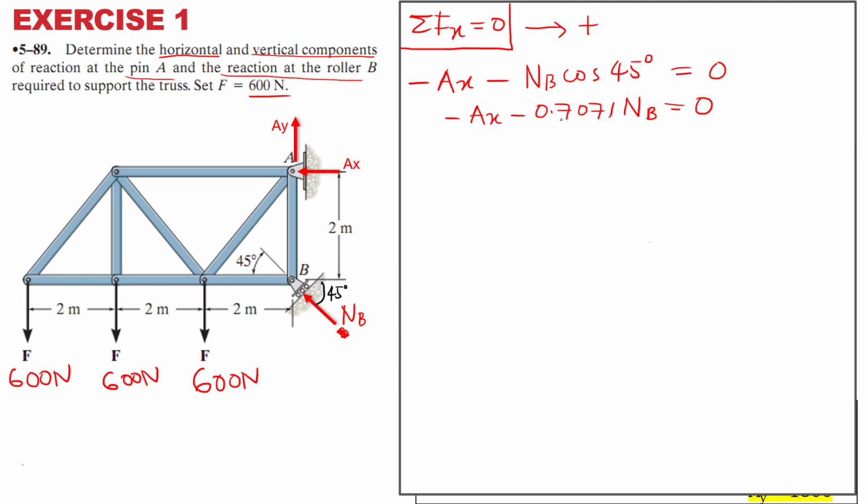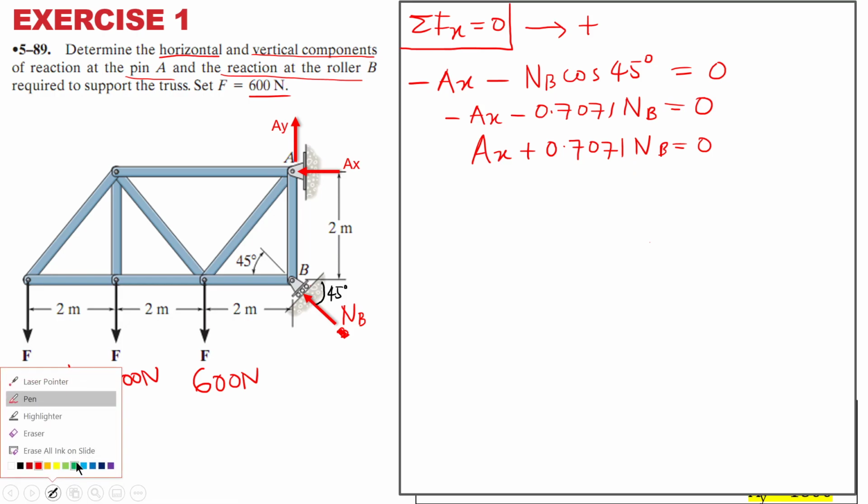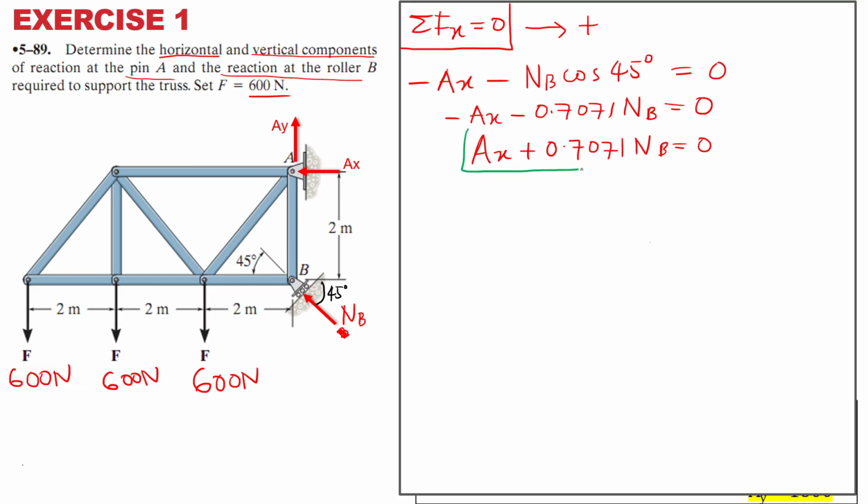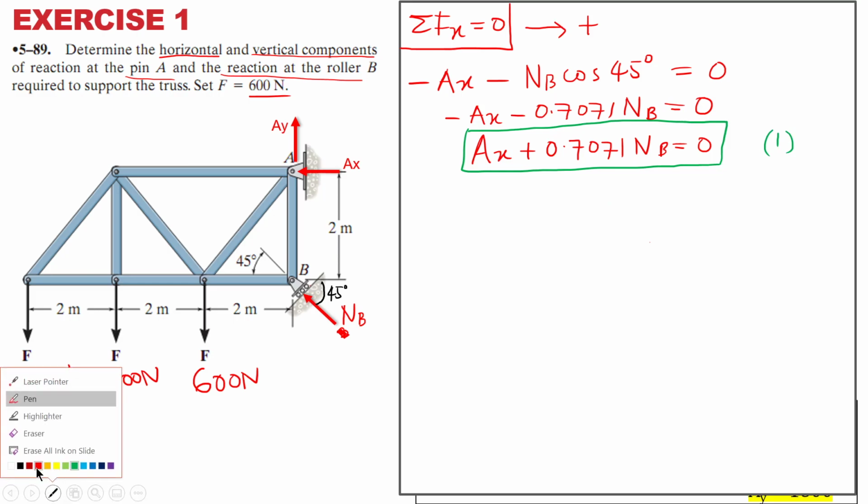We can make it positive, since these are negative-negative. Make it positive. AX plus 0.7071 NB is equal to 0. This is equation number 1. Next.